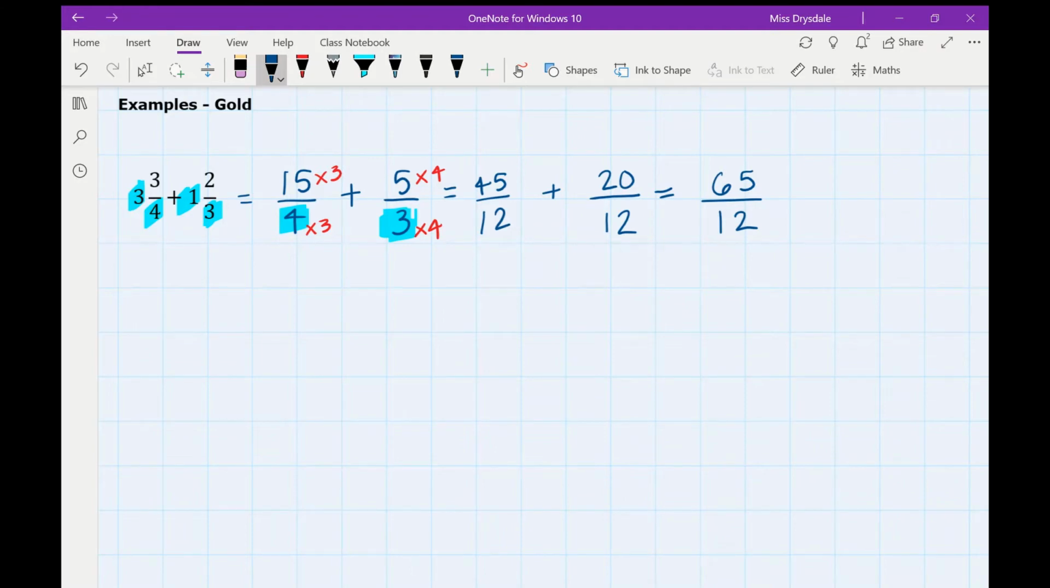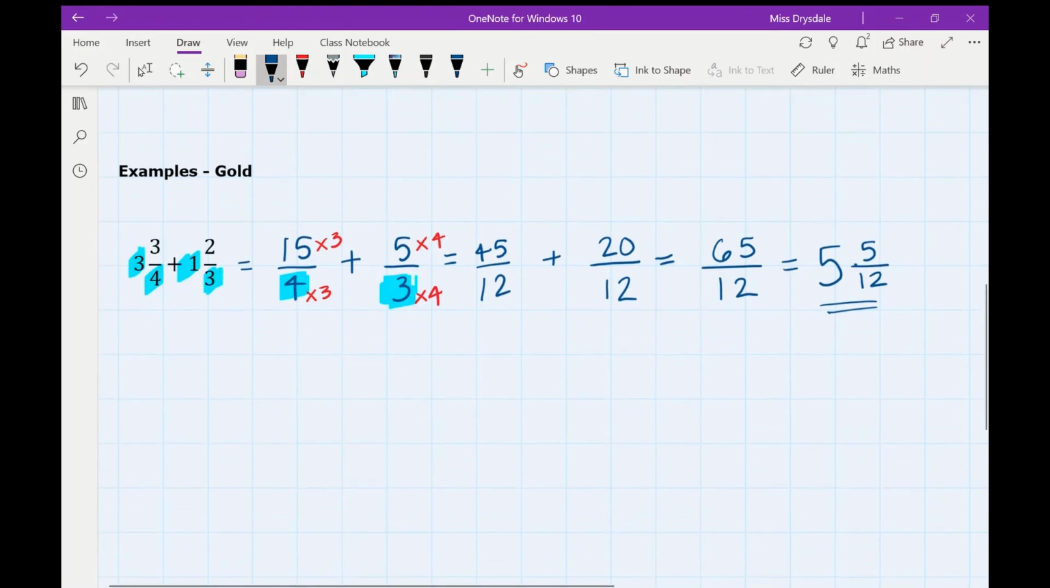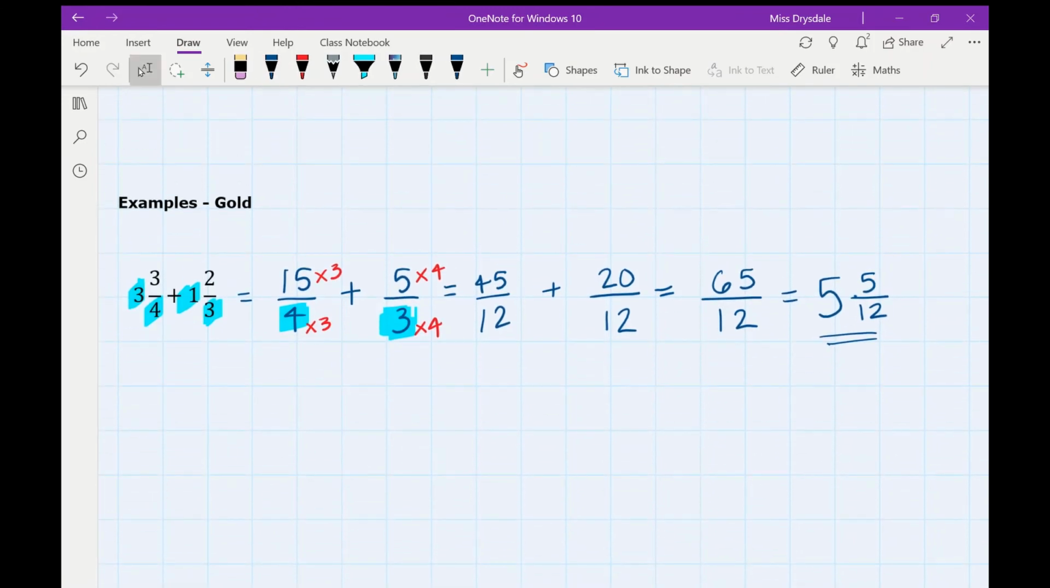Now we want to change, it's a top-heavy fraction, so we're going to change it into a mixed number. 12 goes into 65 5 times with 5 left over, and your 12 stays the same on the bottom, and that is your final answer. So things to remember here: when you're adding and subtracting, you have to make sure your denominators are the same before you start adding and subtracting, and always make sure your answer is fully simplified.